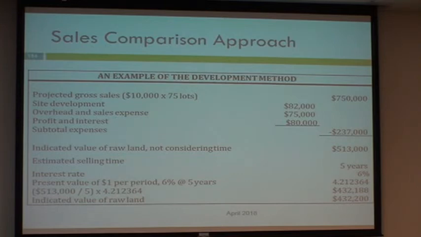$82,000 won't build much development. Overhead expenses of 75, profit and interest of 80. The total expenses are 237. The value of the raw land, not considering time, was 513. Estimated selling time is 5 years. It's rated 6%. These present value factors come from a chart. So our indicated value of the raw land is about $432,000. But we're talking about what the land is worth today, projecting this 750 in the future. I haven't had anybody tell me they've had to do one of these on their exam, so I'm hoping that holds true for y'all too.